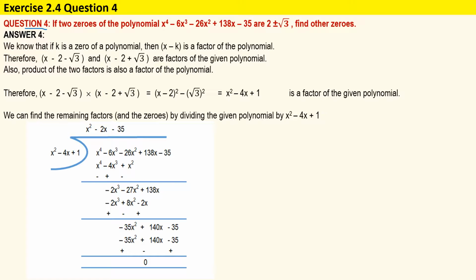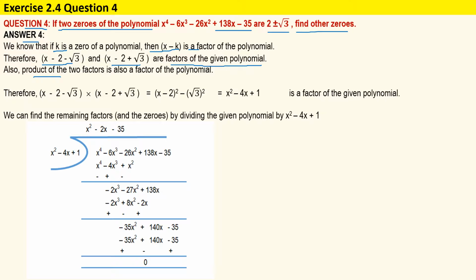Question number 4. If two zeros of the polynomial x raised to power 4 minus 6x cubed minus 26x square plus 138x minus 35 are 2 plus minus square root of 3, find other zeros. Answer. We know that if k is a zero of a polynomial, then x minus k is a factor of that polynomial. Therefore, in our case, x minus 2 minus square root of 3 and x minus 2 plus square root of 3 are factors of the given polynomial.